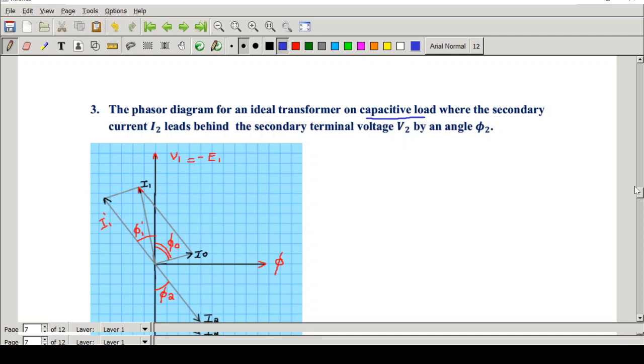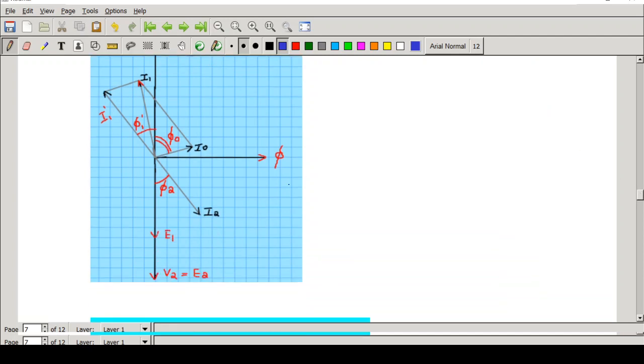For a capacitive load, I told you, the current will be leading the voltage. So here you can see the vector of V2. V2 is equal to E2 because there is no voltage drop in the case of an ideal transformer. Again, E1 and E2 lag behind the flux by 90 degrees. Now here you can see that the current I2 is leading the voltage. That is, current is going first. And the angle is phi 2.